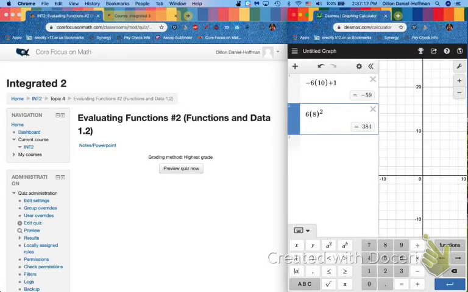Good morning, class. Since these two evaluating functions lessons are so similar, I'm just going to film them back to back. I even left my Desmos calculator open from last week's assignment, evaluating functions number one, and the kind of problems I had with that assignment.